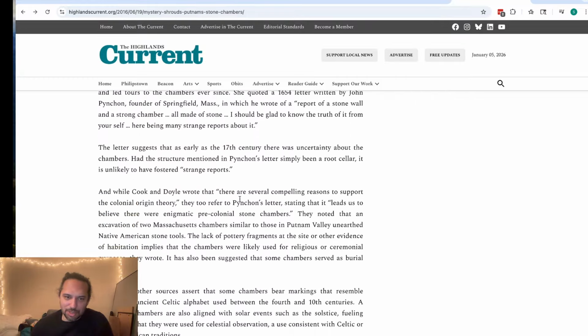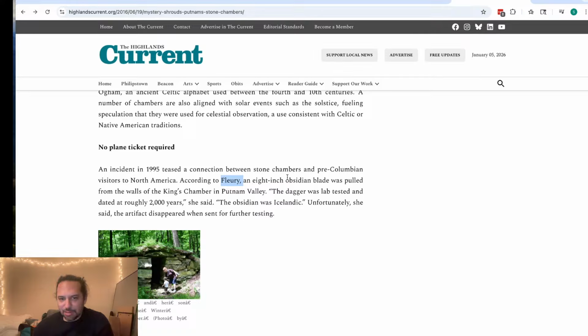Oh, an incident in 1995 teased a connection between stone chambers and pre-Columbian visitors to North America. According to Fleury, an 8-inch obsidian blade was pulled from the walls of the King's Chamber in Putnam County. The dagger was lab tested and dated at roughly 2,000 years old, she said. The obsidian was Icelandic. Unfortunately, she said, the artifact disappeared when sent for further testing. Check that out. All right. Well, darn, you know.